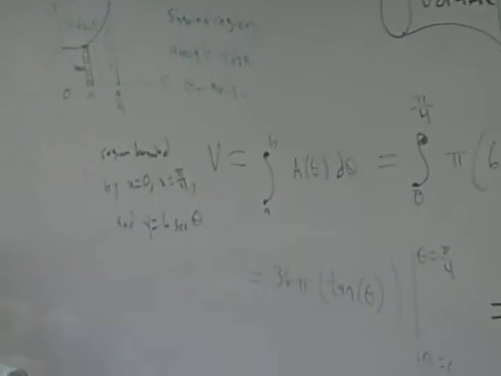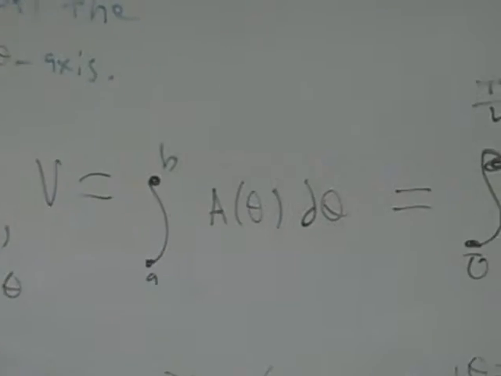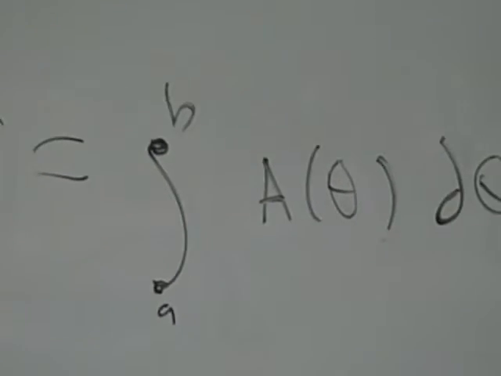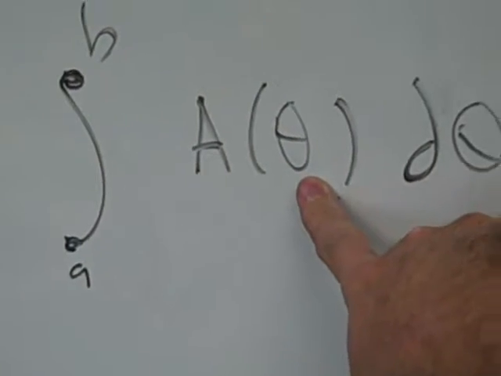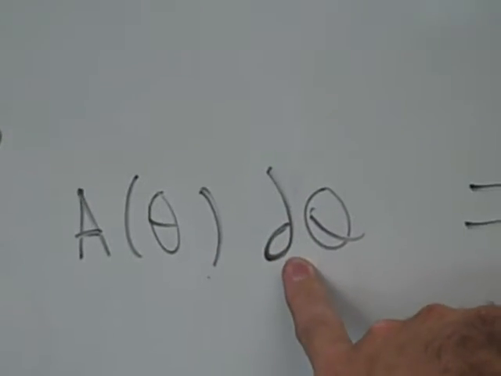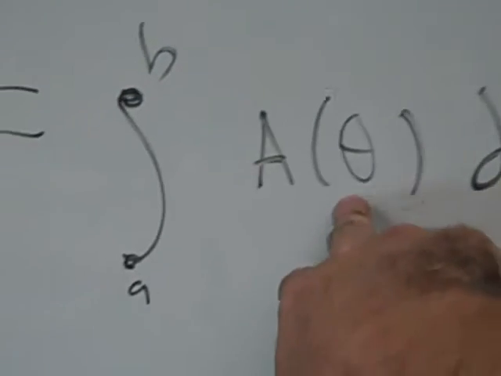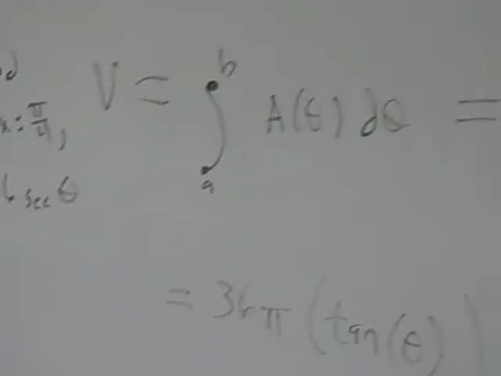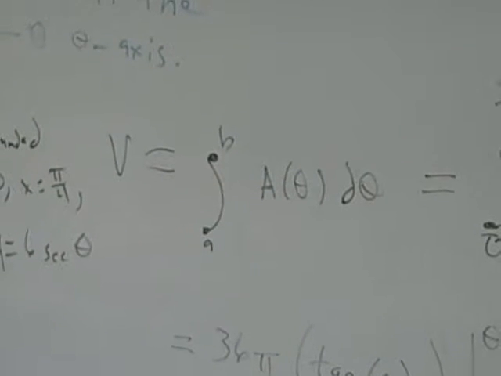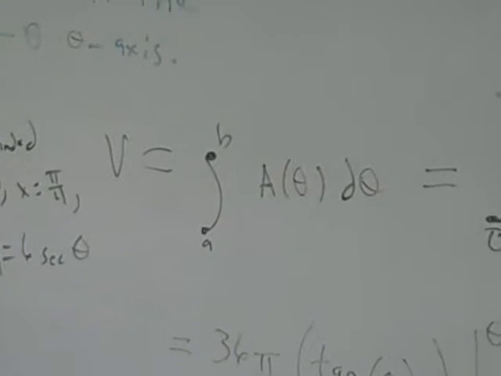Now, so let's just do the problem. So the volume, it's the area. We integrate the area of all the infinitesimally thin disks. So we integrate all these infinitesimal volumes. A theta d theta is an infinitesimal volume, and we integrate over these infinitesimal volumes from A to B. There are boundaries. There are theta boundaries.